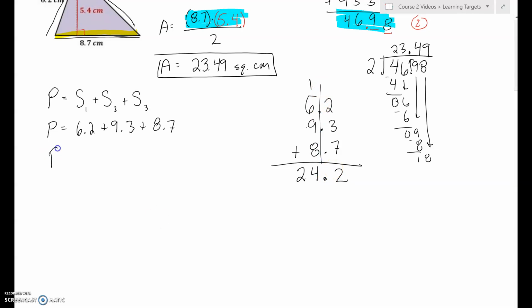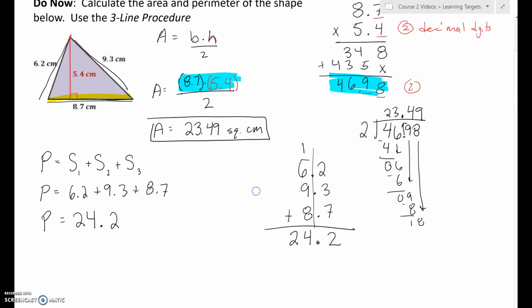So perimeter is the distance around the outside. And it's 24 2/10 centimeters. Not squares, right? It's just how many centimeters along the perimeter on the outside. And that is 24 2/10 centimeters.